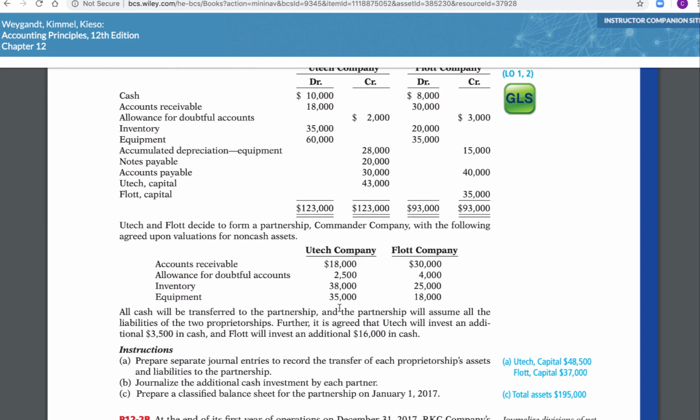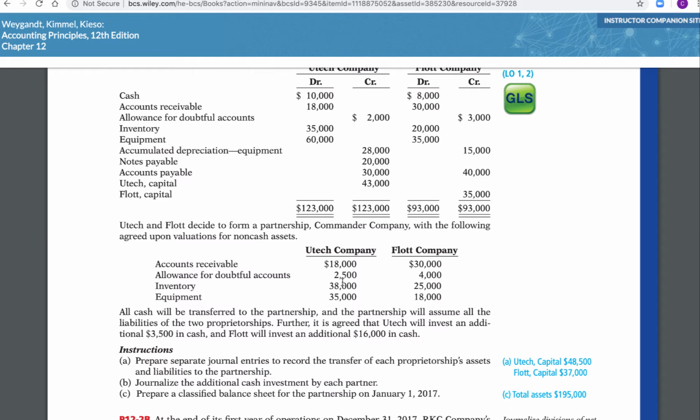They say that we need to value these non-cash assets. So they determined for us what the value of the non-cash assets were at the date that they established this partnership. That's these numbers right here. Remember, when we're looking at any non-cash assets, we need to determine their current market value, or their fair market value. And that's the value that we need to use when we're booking journal entries for establishing a partnership.